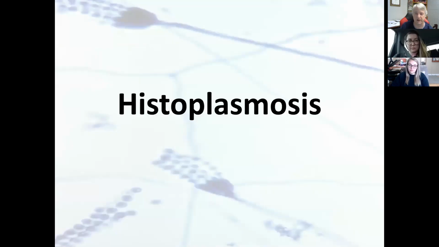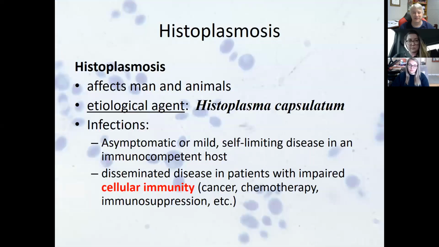So let's start with histoplasmosis. Has everybody heard of histoplasmosis before? Is it a new word? Is it a new thing? It's caused by Histoplasma capsulatum. It affects man and animals. And most of the time we're asymptomatic. Self-limiting disease, if we're immunocompetent, right? So if we're immunosuppressed, then this is where it's a problem.